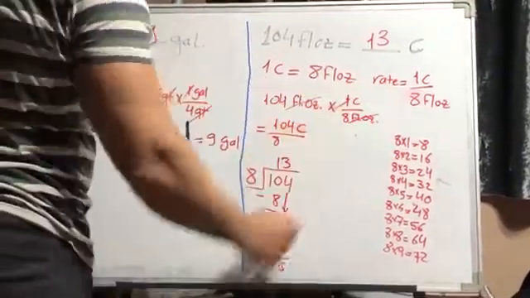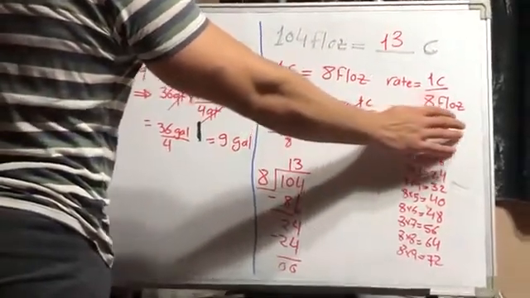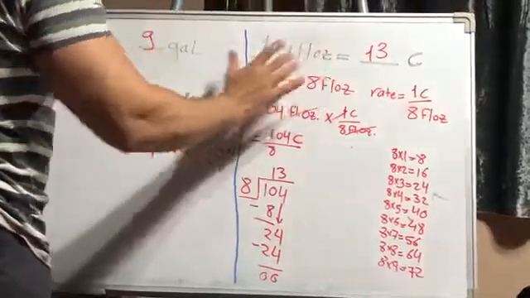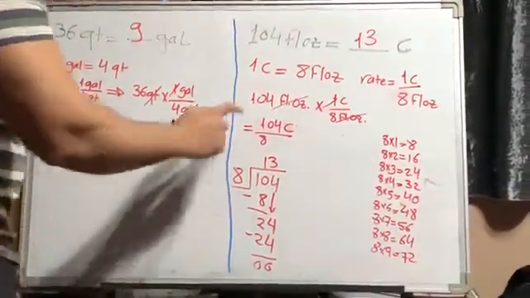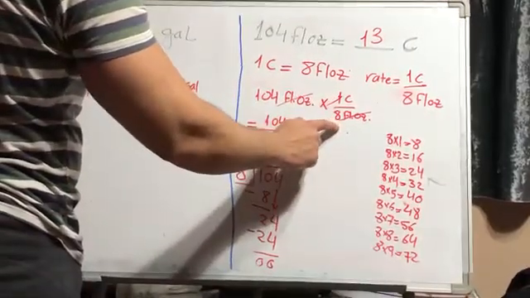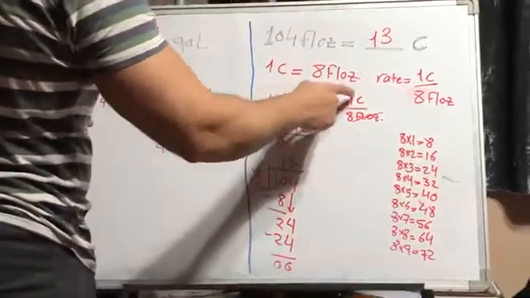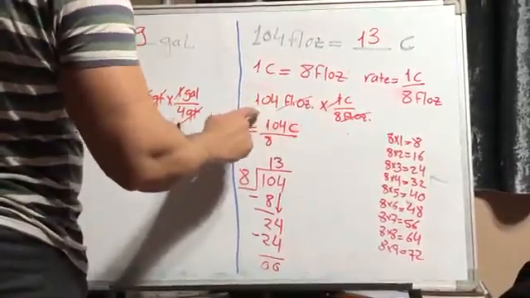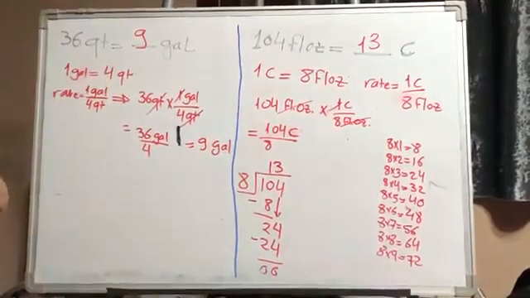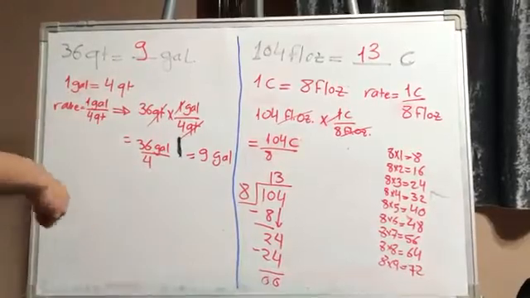What is the rate? I want to make the fluid ounces disappear, so I'm going to put the 8 fluid ounces underneath and the 1 cup above. Now I have my rate. I'm going to multiply 104 fluid ounces by 1 cup over 8 fluid ounces. Fluid ounces goes away with fluid ounces, and the 1 is insignificant, so I end up with 104 cups over 8. That's a division, and since it's a big number, I'm going to use long division.